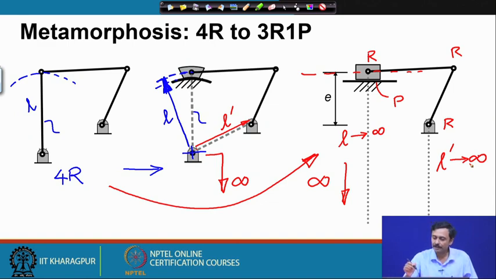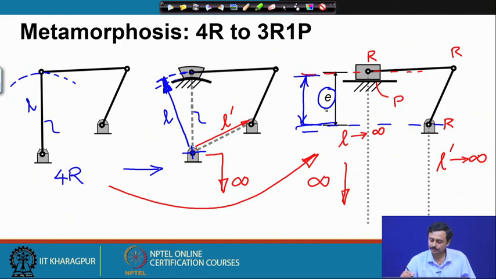But then, imagine that infinity is actually a very large number. If I look at their difference, the difference is exactly this, which I call E. The difference in these two infinities is E. E is known as the offset of a 3R1P chain. So, offset is the difference between the two link lengths that are now infinity, and you can see that one is definitely larger than the other, and this difference is the offset.